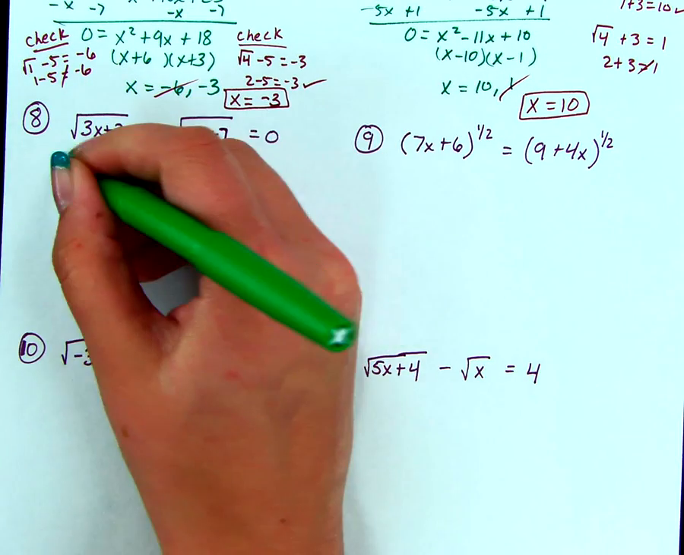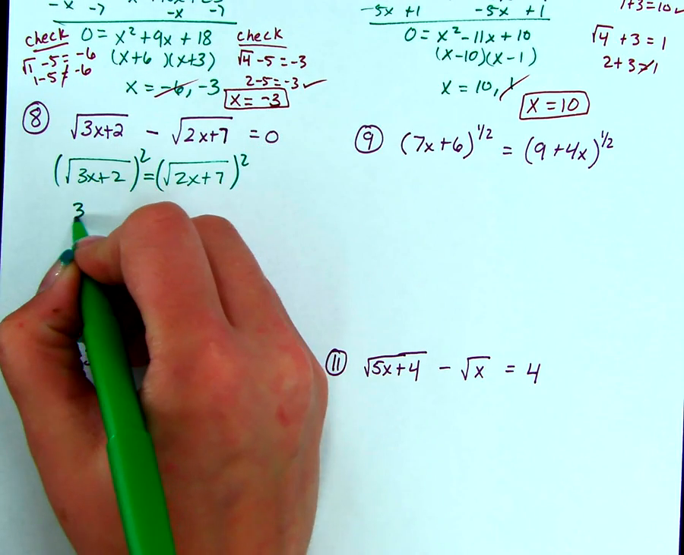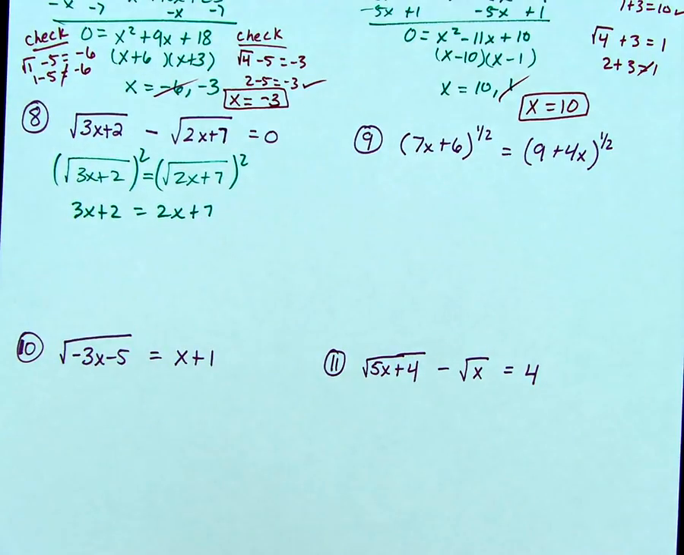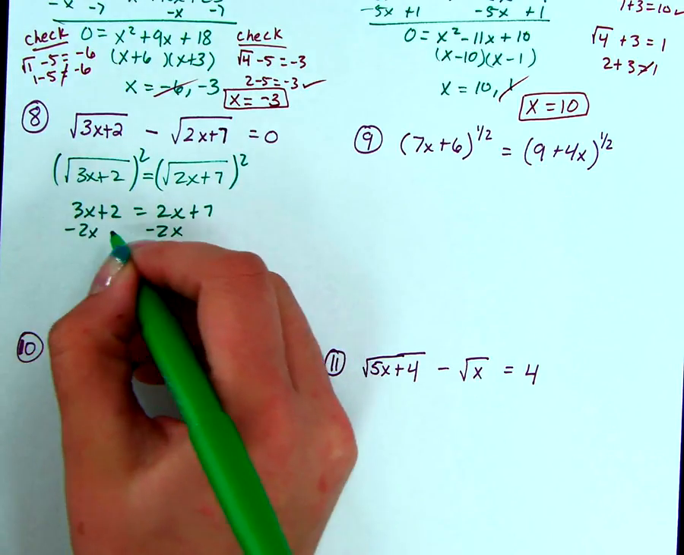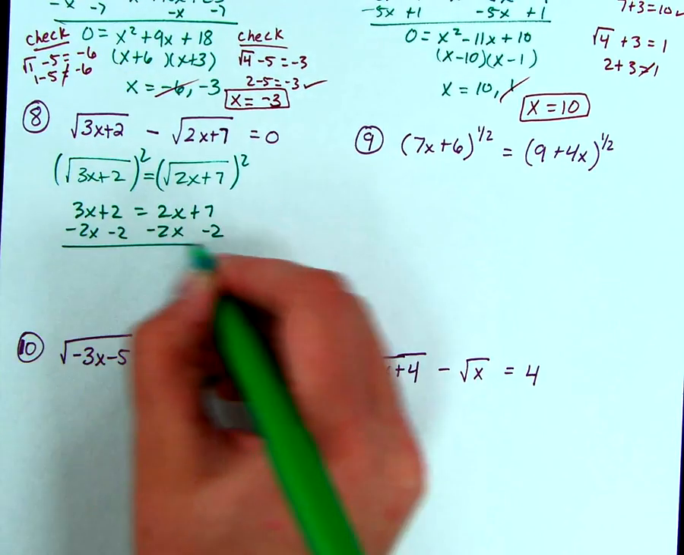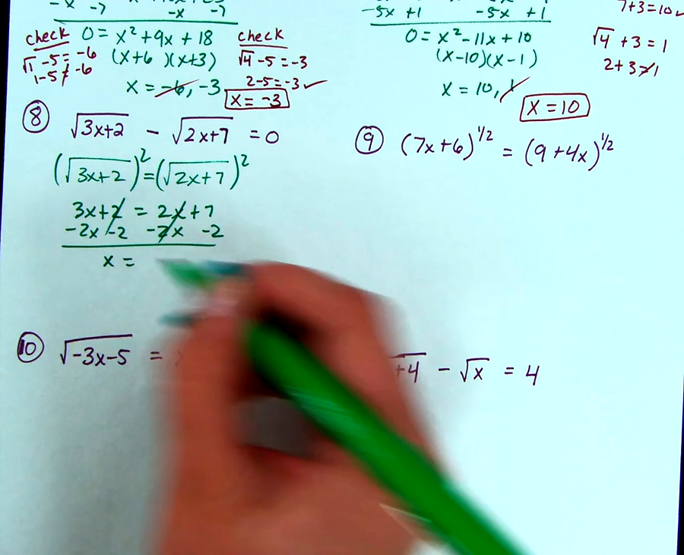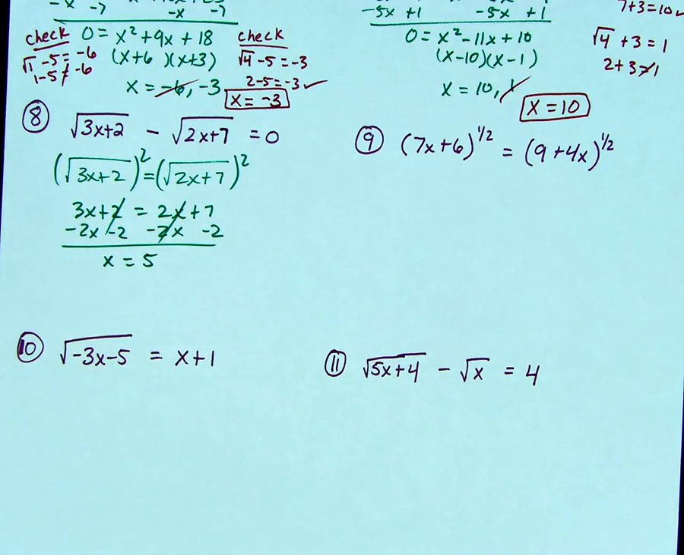And then because they're square roots, I'm going to square each side. So that's going to give us 3x plus 2 equals 2x plus 7. And then we have a linear equation, so we can subtract the 2x to each side, and at the same time subtract the 2. So 3x minus 2x will give us x equals, and then 7 minus 2 is 5.